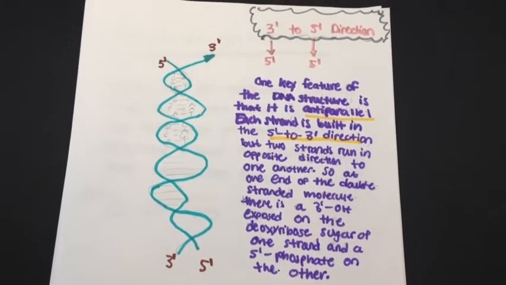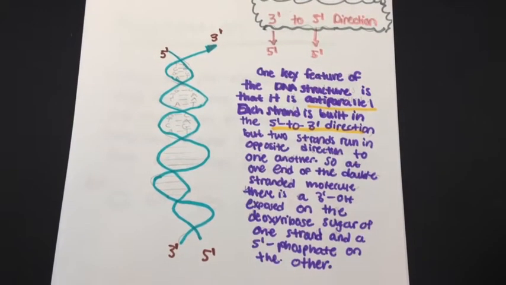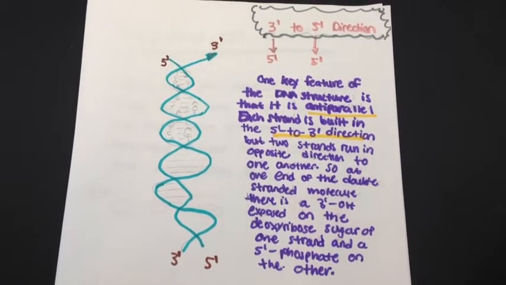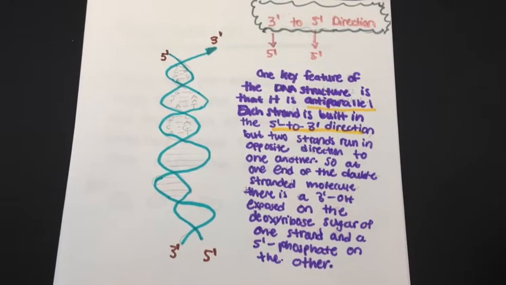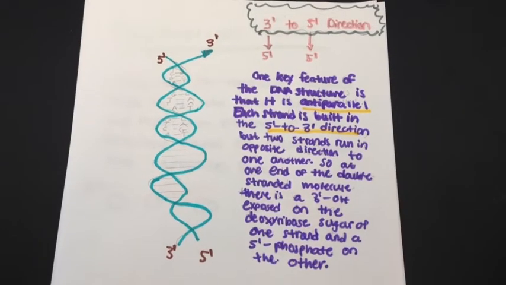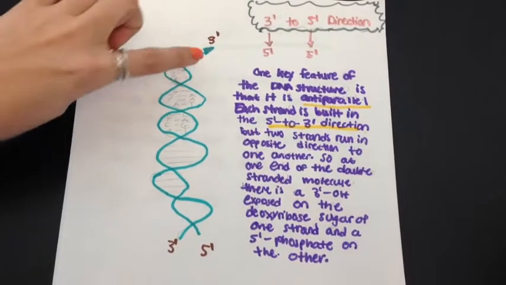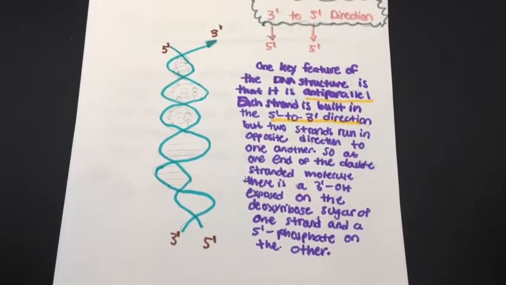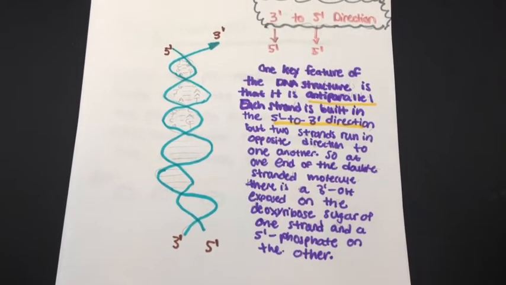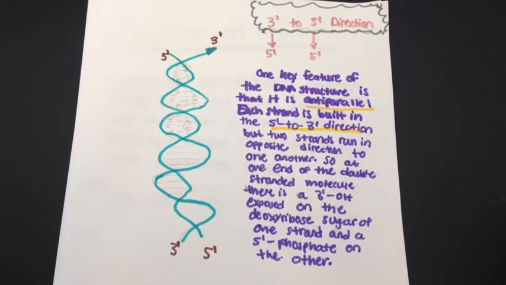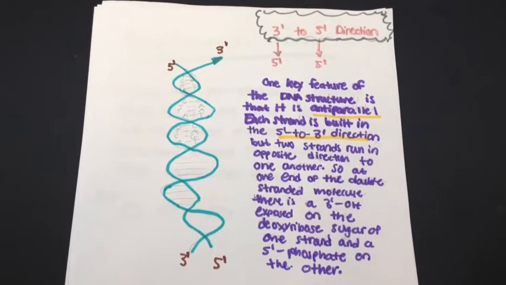So this slide talks about the 3 to 5 direction on the DNA structure. One key feature of the DNA structure is that it is anti-parallel. Each strand is built in the 3 to 5 direction, but the two strands run in opposite directions, like right here to here and then here to here. At one end of the double-stranded molecule, there is a 3 OH exposed on the deoxyribose sugar of one strand and a 5 phosphate on the other.